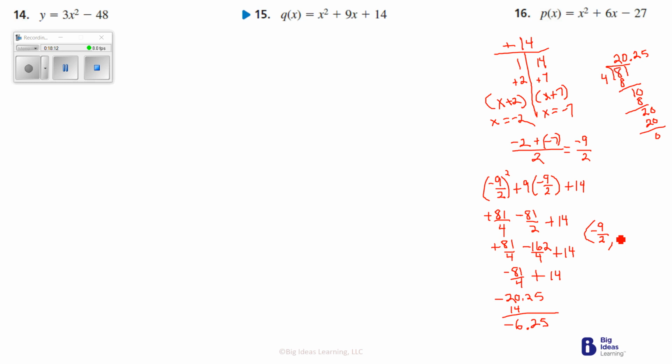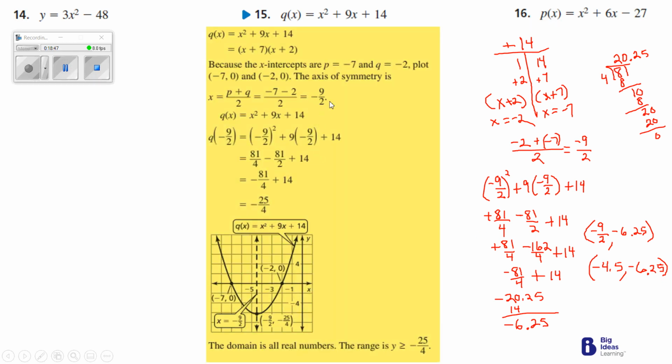And negative, well, I guess I could have turned this into a fraction. What's negative 9 over 2? I can turn these both into decimal form because negative 9 over 2 is negative 4.5. And now we have negative 6.25 as my y value for my vertex. All right, and the rest is making graphs. So let's go ahead and reveal our answer and see how I did. We got negative 9. We said that we're factoring this to x plus 7, x plus 2, just like I said.